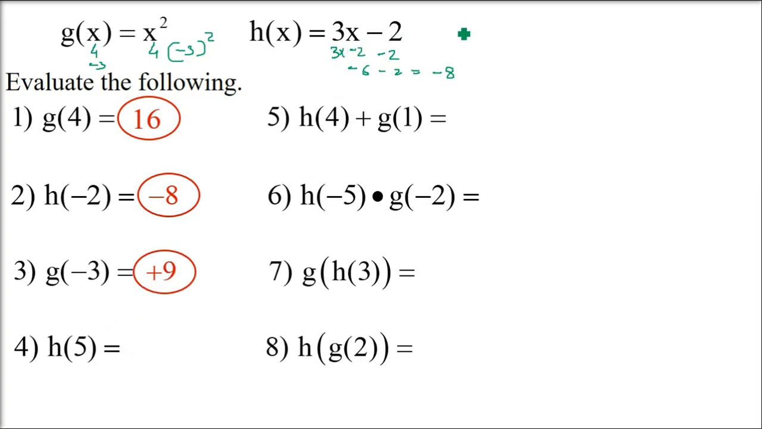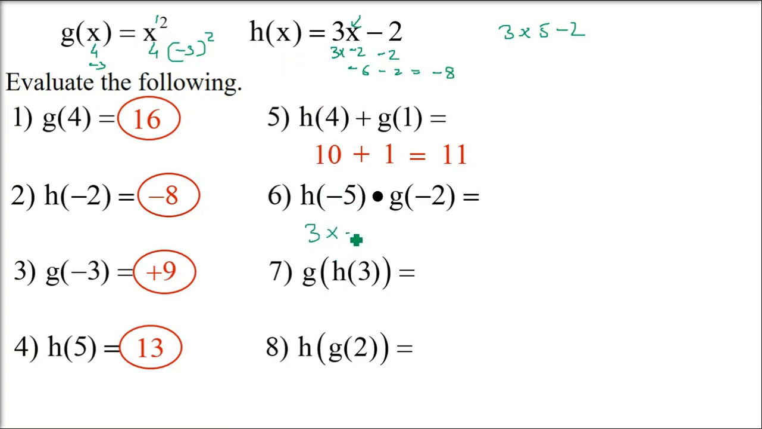H5. Put x as 5. 3 into 5 minus 2, so you get 13. H4 plus G1. You can combine two functions. You can add two functions. Put x as 1 in the first one, and x as 4 in the second one. H4 will be 10, G1 will be 2, 1, that is 10 plus 1 is 11.